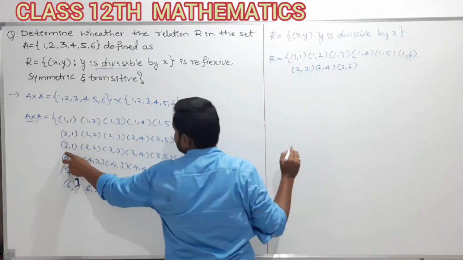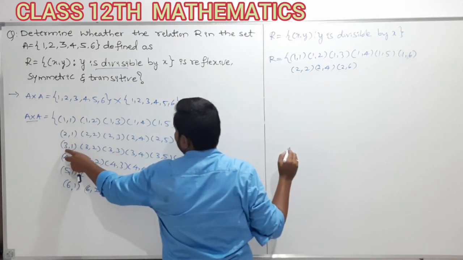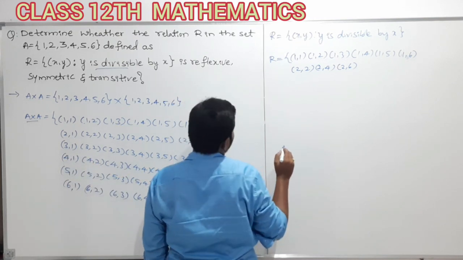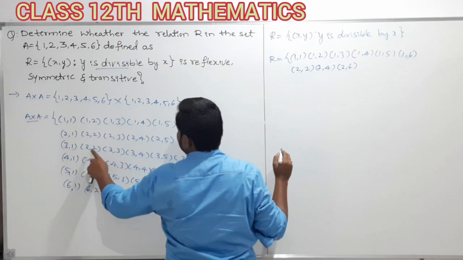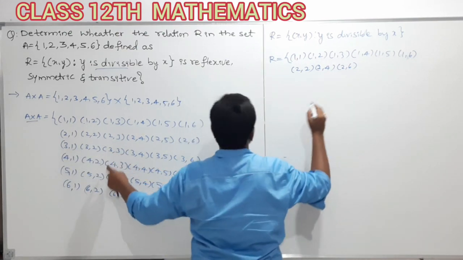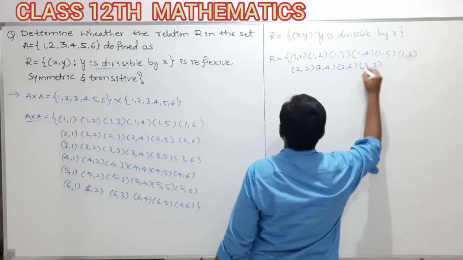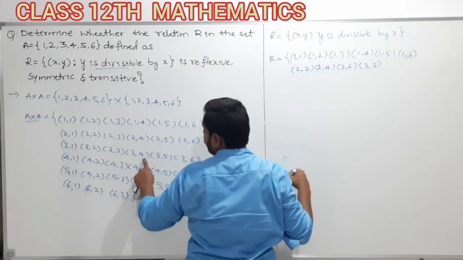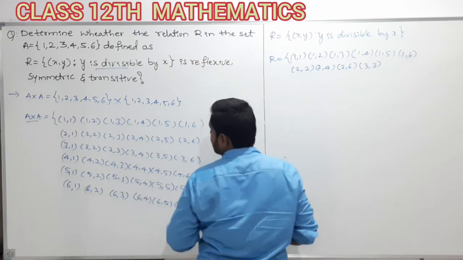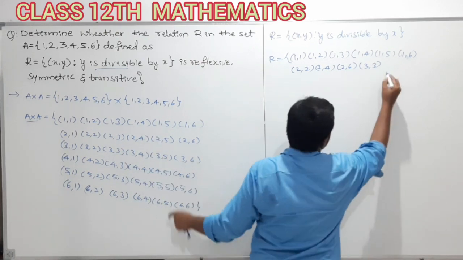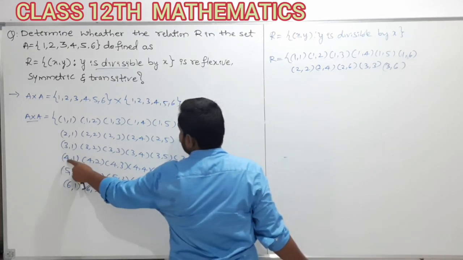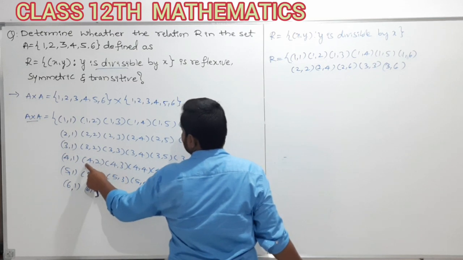And next, my dear students, 1 is not divisible by 3. Am I clear? 3 is divisible by 1, but 1 is not divisible by 3, and 2 is not divisible by 3. (3, 3): every number is divisible by itself. 4 is not divisible by 3, so we should not take this ordered pair in that relation. 5 is not divisible by 3, 6 is divisible by 3, so therefore (3, 6).